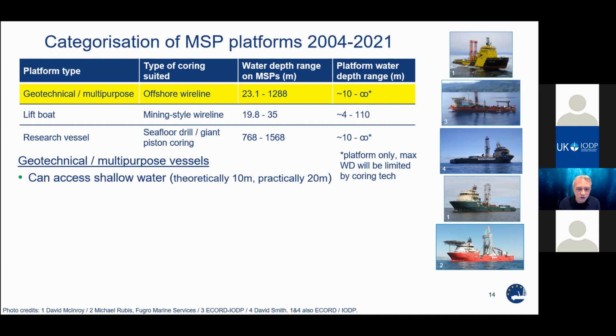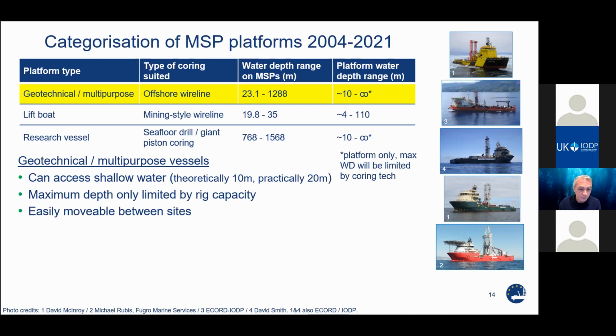So although the very shallowest that these ships can operate in is around 10 meters, it's questionable that the vessel or perhaps the drilling company would be comfortable coring in that water depth, as being successful also depends on other factors, including tides and currents and swell and weather. So I would personally put a rough limit of 20 meters on the minimum water depth for platforms such as these. In terms of maximum depth, well, this is limited by the coring technology, which we will come to later.